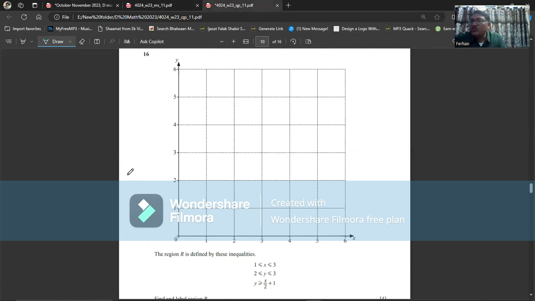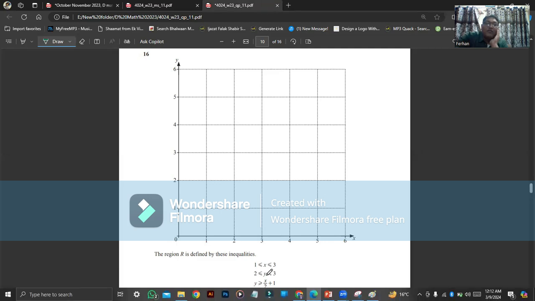So now on your screen, question number 16 is showing up. So he says, the region R is defined by the 3 inequalities. X is greater than or equal to 1, X is less than or equal to 3, and so this is a line. It's a vertical line. This is also a vertical line. So I will draw these lines here.